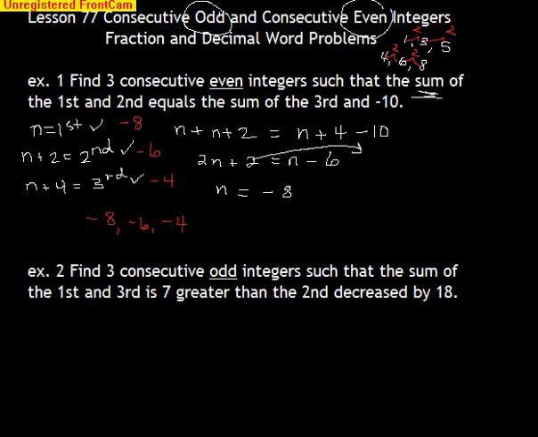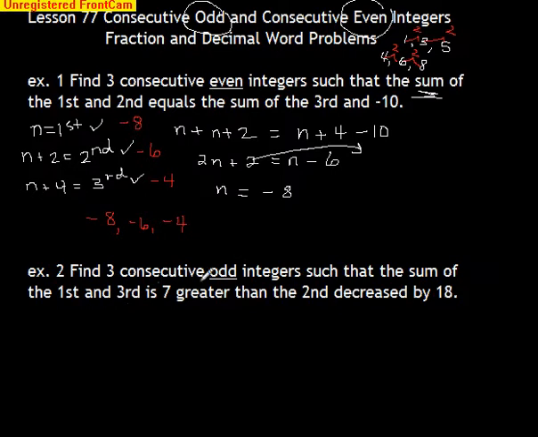Let's try another one in case you didn't get that one. This one says find 3 consecutive odd integers such that the sum of the first and third is 7 greater than the second decreased by 18. That sounds really complicated until you do your heading and then just work your way through from left to right and put it in the equation.